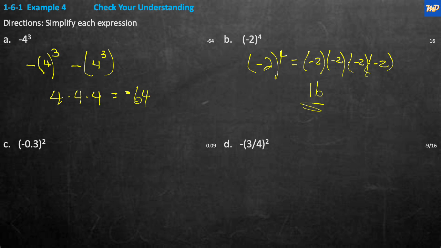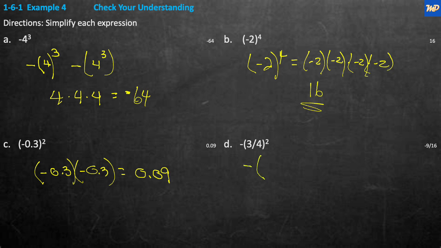Let's do C. The quantity -0.3 squared. So that is -0.3 times -0.3. And that equals what? Negative times a negative is a positive, and 0.3 times 0.3 is 0.09.